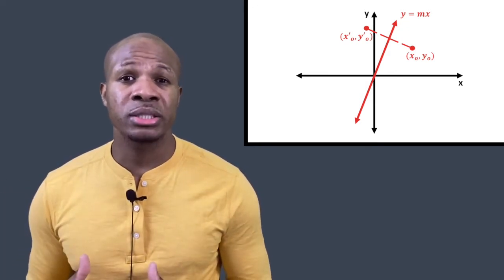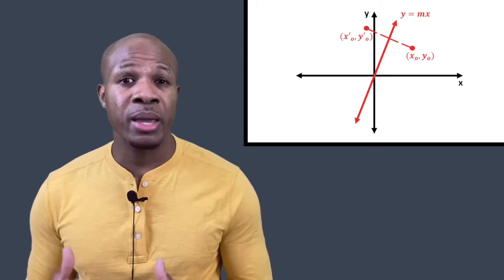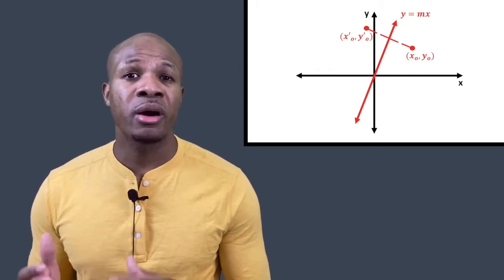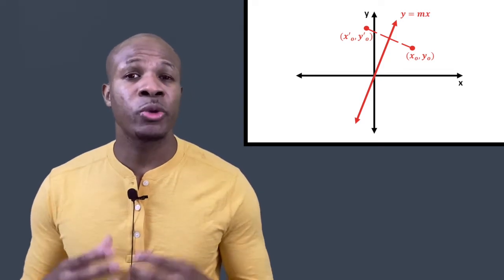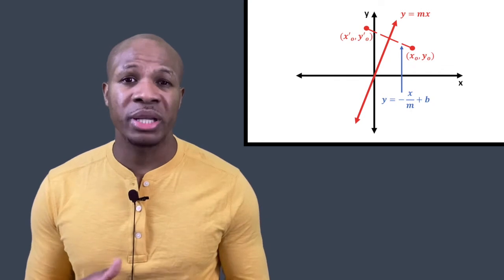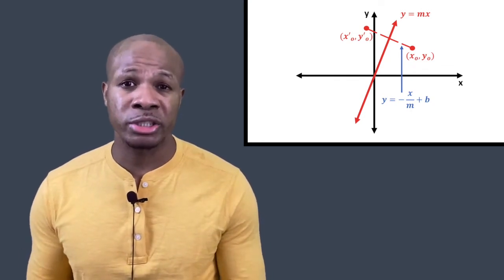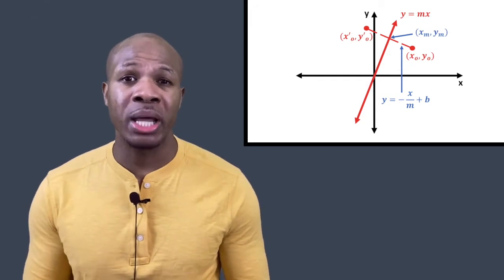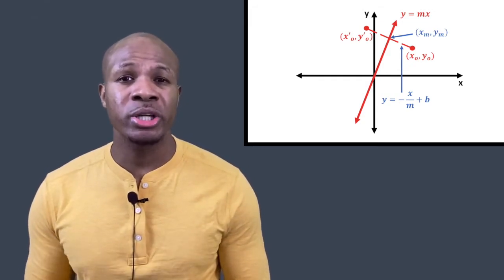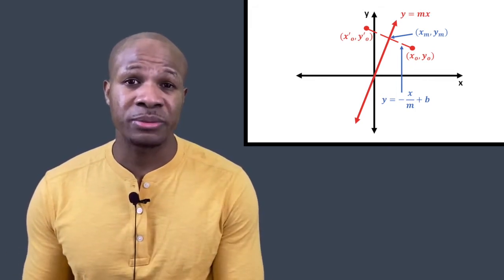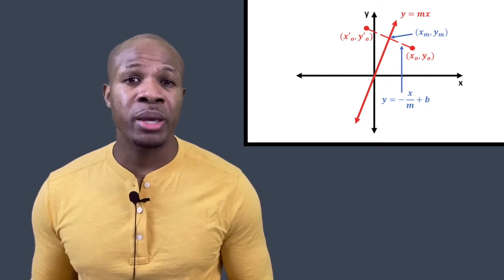Our line of reflection is y equals mx, which has a slope of m. So the line that is perpendicular to that line is going to have a slope of negative 1 over m. So we can write down the equation for this line as y equals negative x over m plus b, where b is the y-intercept. And the last thing that we need to know is the intersecting point between the two lines, because the intersecting point between the two lines is the midway point between our initial position and our final position. We're going to call that midpoint x sub m, y sub m.